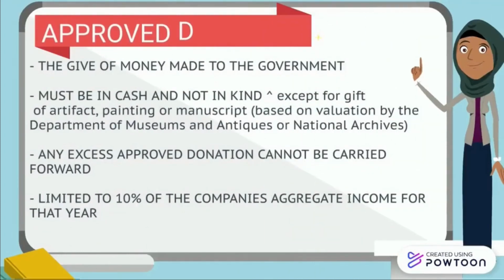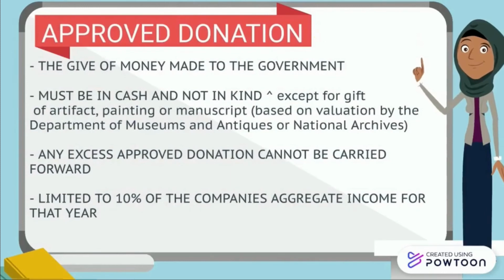Next, it is about the approved donation and what would be considered under the approved donation. Approved donation is the gift of money made to the government, and under Section 44 subsection 6 of the ITA, the donation must be in cash and not in kind, except for the gift of artifact, painting or manuscript, which is based on valuation made by the Department of Museums or National Archive. Moreover, any excess of the approved donation cannot be carried forward, and the cash donation is limited to 10% of the company's aggregate income for that year.